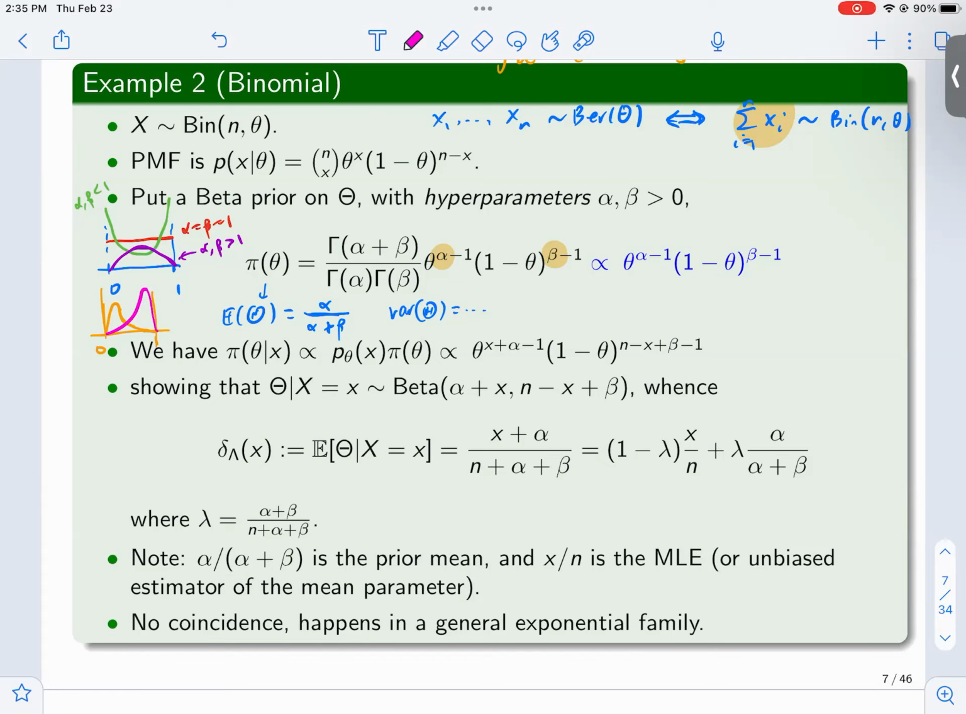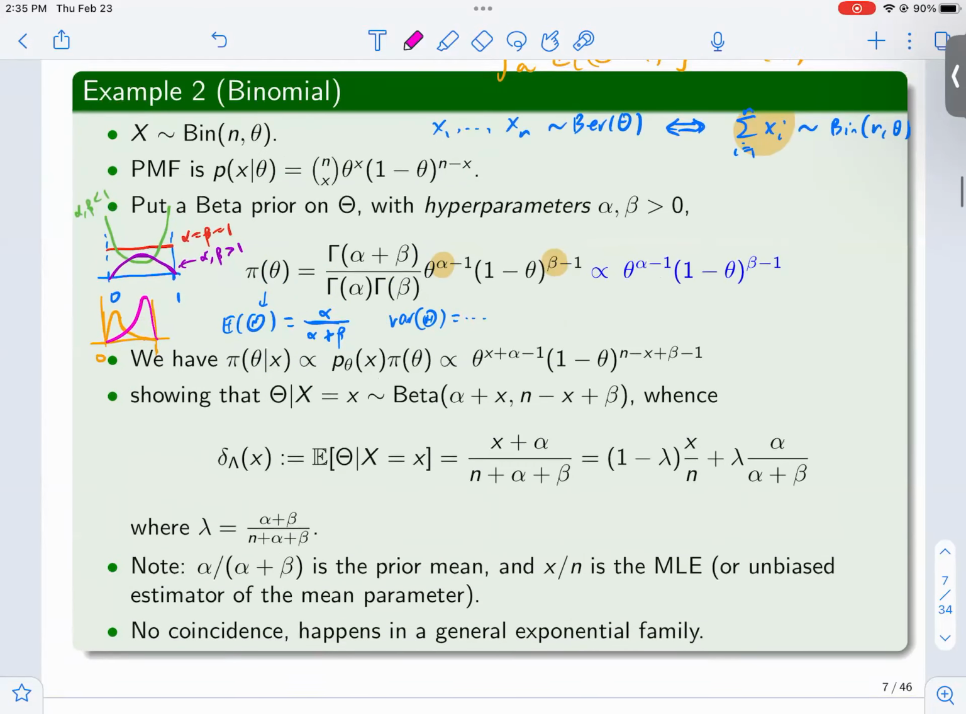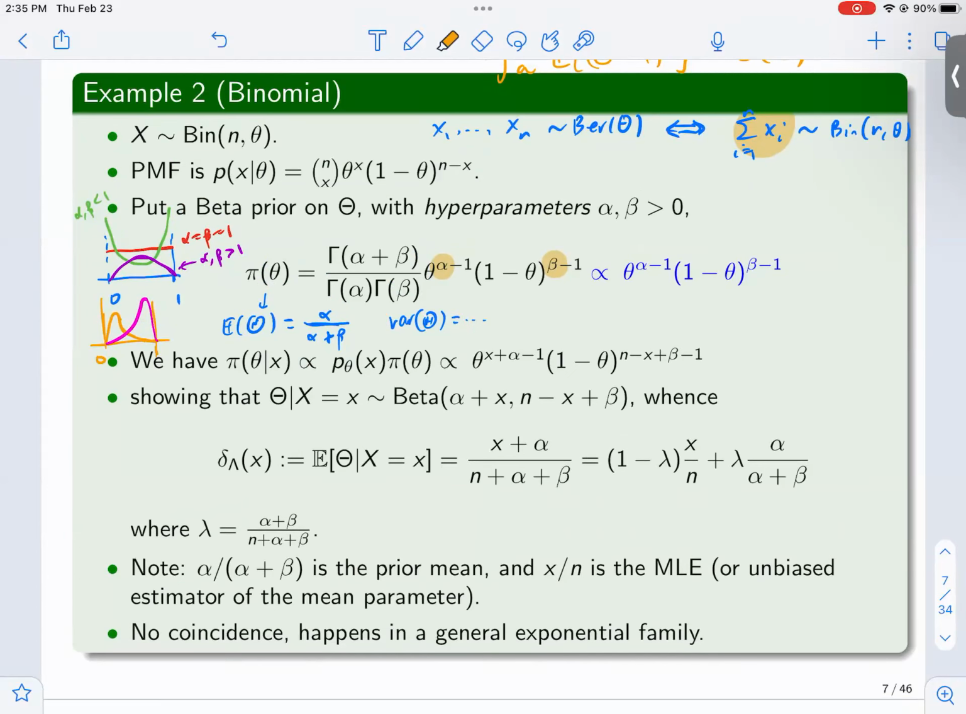It's just going to integrate to 1. So it's a well-defined distribution for alpha and beta bigger than 0. So yeah, that's the prior. Questions?